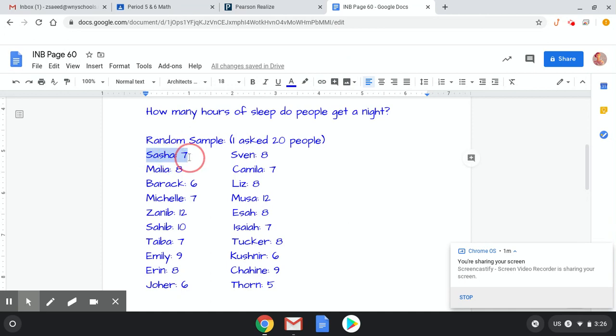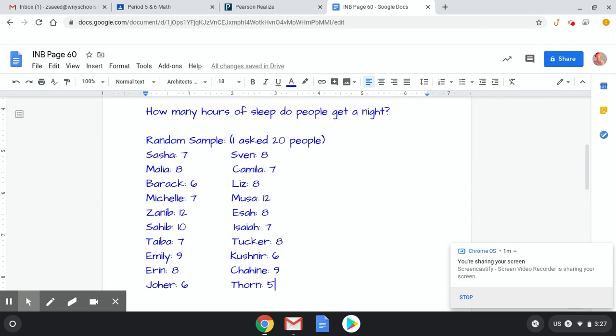And like a bunch I made up. So Sasha only sleeps for 7 hours. I want you to copy down all their names and their hours. Sasha sleeps for 7. Malia sleeps for 8. Barack sleeps for 6. Michelle sleeps for 7. Zanab sleeps for 12. That's me. I sleep a lot. My brother sleeps for 10. My sister sleeps for 7. My best friend Emily sleeps 9 hours. Aaron sleeps 8 hours. Johair sleeps 6. Savannah sleeps 8. Camilla sleeps 7. Liz 8, Musa 12, Issa 8, Isaiah 7, Tucker 8, Kushner 6, Shaheen 9, Thorn 5.